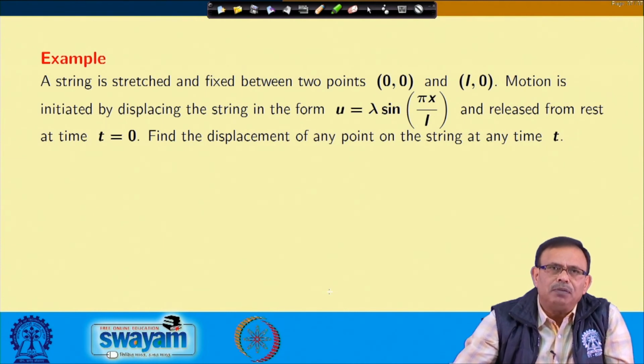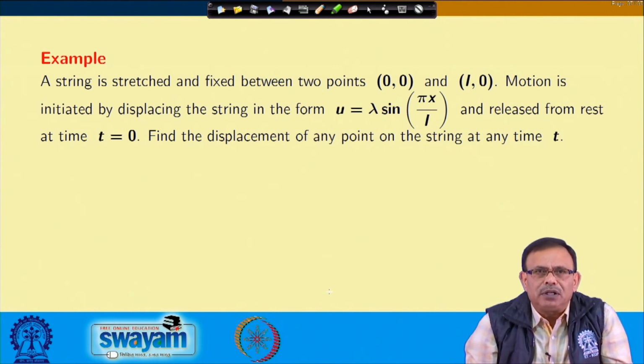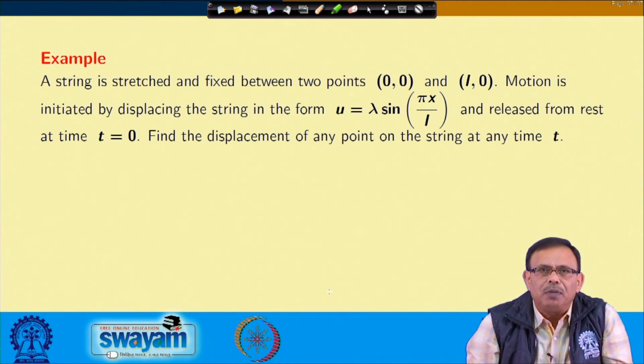Let us take another problem. A string is stretched and fixed between 2 points 0, 0 and L, 0. Please note this. Motion is initiated by displacing the string in the form u equals lambda sin pi x by L and released from rest at time t equals 0. I have to find the displacement of any point on the string at any time t.